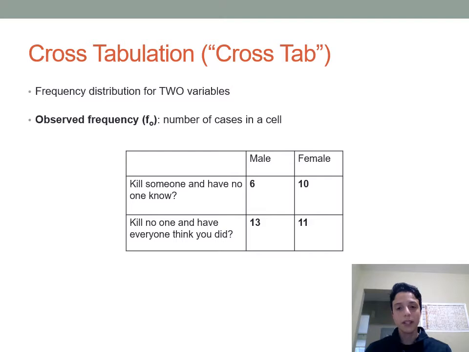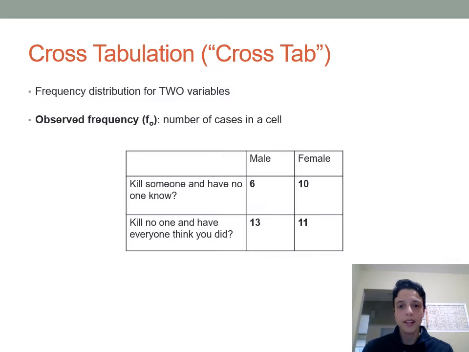So these are questions from the class survey. One, as you might remember, was, would you rather kill someone and have no one know, or kill no one and have everyone think you did? Another question on the class survey was just, what's your gender, and whether you said male or female. So what you can see in this crosstab here is that in this class, 6 people said that they were male and that they would rather kill someone and have nobody know than kill no one and have everyone think they did. 10 people said that they were female and that they would rather kill someone and have nobody know than kill no one and have everyone think they did.